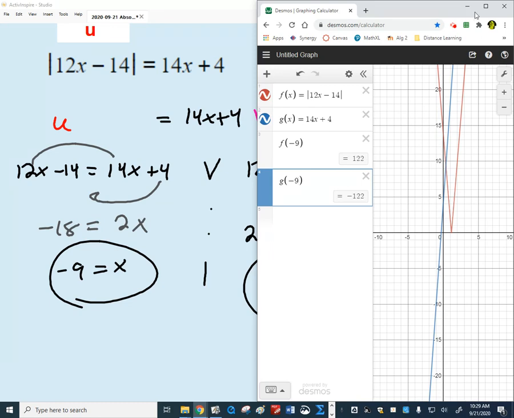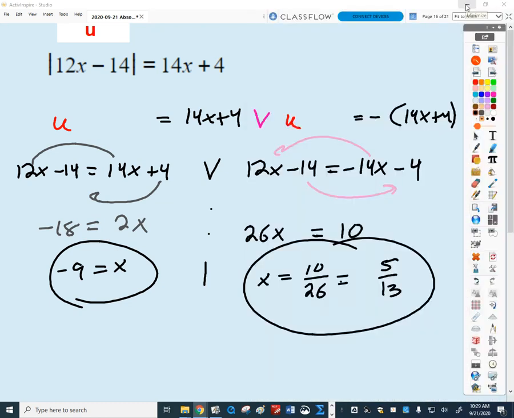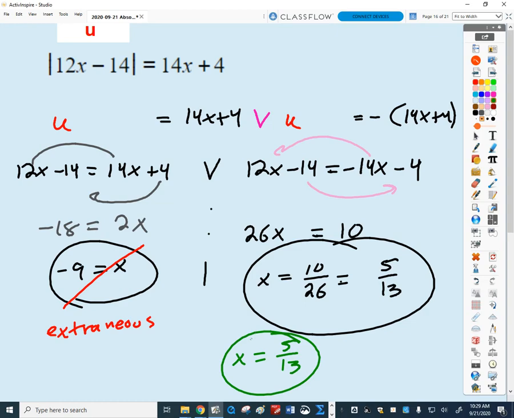Okay. All right, so that was an important result. We found that when we checked it, that's a non-solution. That's extraneous. But this was a valid solution. So we got the single solution, x equals 5/13.